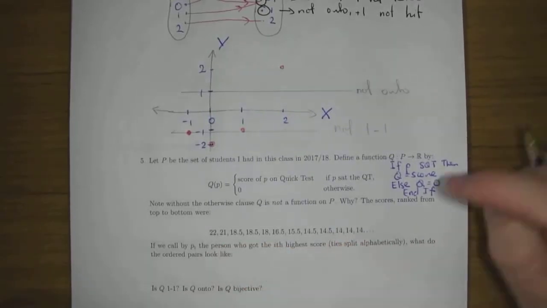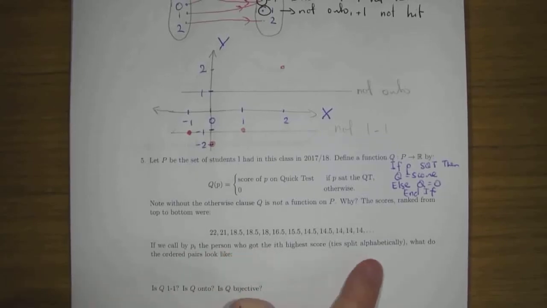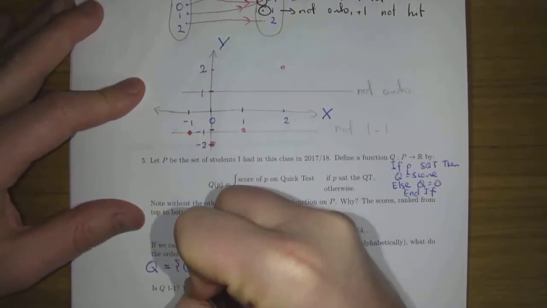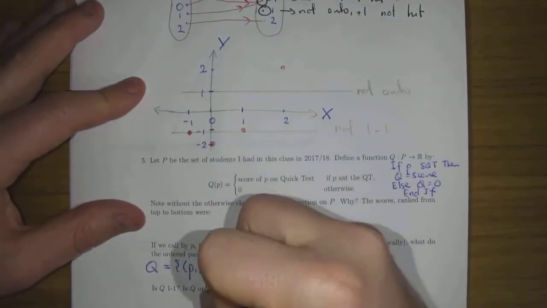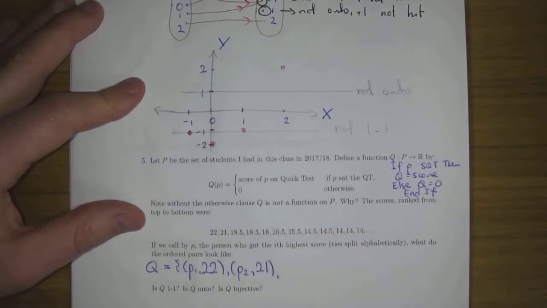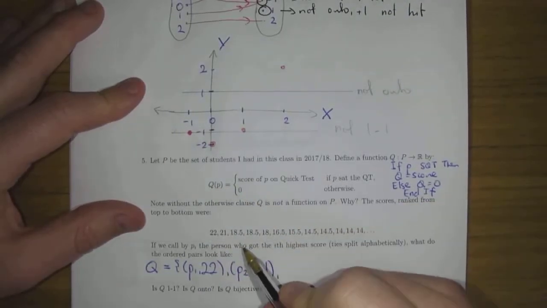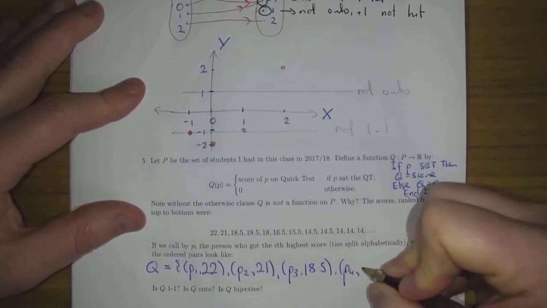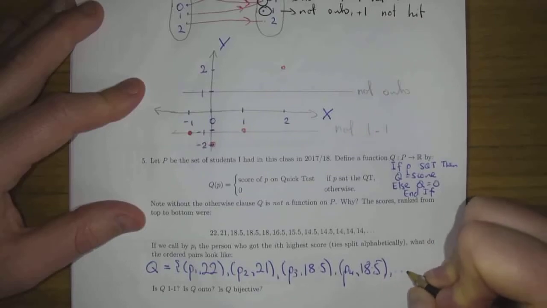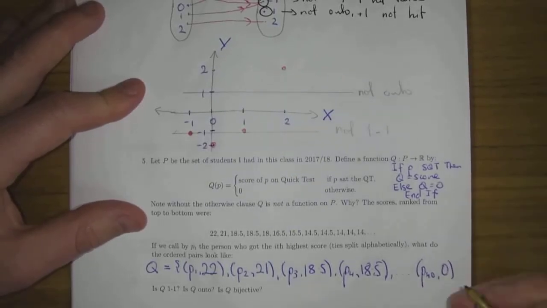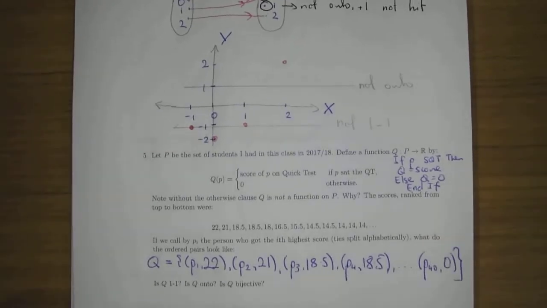So the scores ranked from top to bottom look something like this. And if we call by Pi the person who got the highest score, what do the ordered pairs look like? So the first person, say P1, that's the input, the output is their score, 22. Second person, P2, output 21, because the input is the person, the output is their score. Third person, output 18.5, and the fourth person, output 18.5, and then there's lots of people, so there was probably 40 in the class. Not everyone sat the test, so some people at the end scored 0. So this is what the ordered pairs look like, and the question is: is this one-to-one, is it onto, is it bijective?